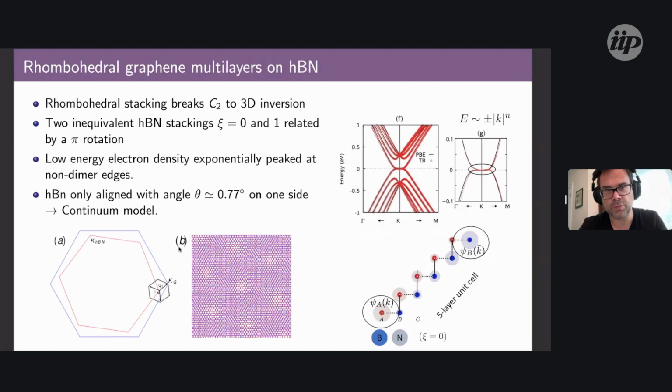So in a simple picture of the rhombohedral graphene, first, you break the inversion symmetry. You have different types of inequivalent stacking for the hBN substrate, which are related by rotation. And when you look at the low energy electrons, they will be localized either at the top surface of the stack of graphene or at the bottom surface. As I mentioned, one of the hBN is aligned with a small twist angle. So you have a mismatch coming from the lattice between hBN and graphene and also the twist angle. So we can play the same game like in other Moire materials, having a continuum model that describes the low energy physics.